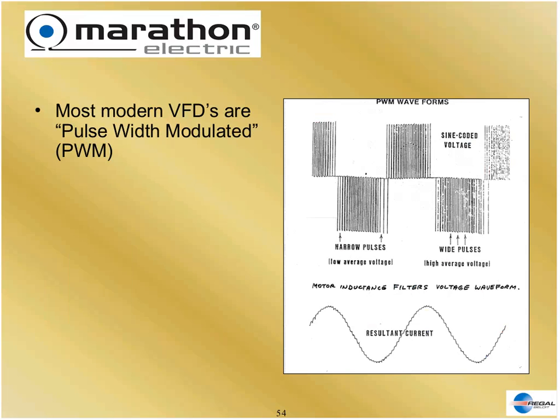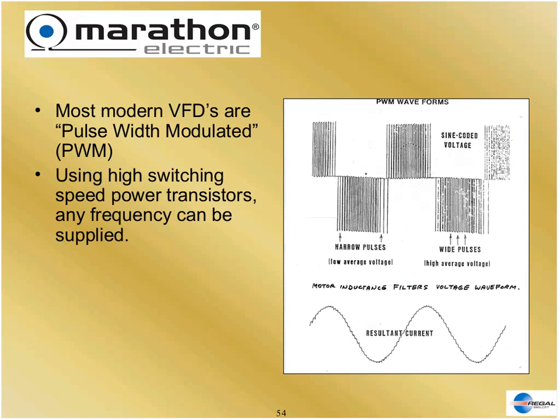Most modern VFDs are what we call pulse width modulated. The electronic devices, transistors in the drive, take the waveform from the utility, store it on a DC bus, and spit it out in pulses. There are positive pulses, negative pulses. The pulses have the same height, but they do not have the same width. Hence the name pulse width modulated. Modulated means the variable that you're changing.